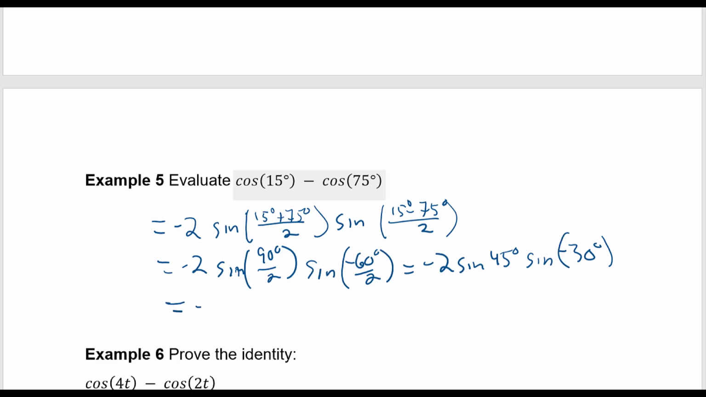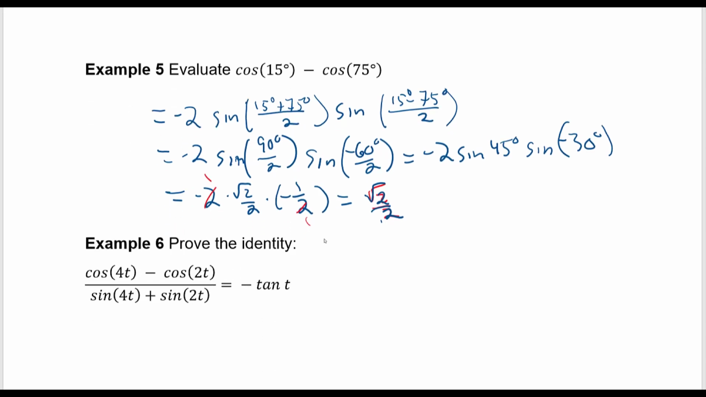So that's going to be negative 2, and sine of 45 is square root of 2 over 2, and sine of negative 30 is negative 1/2. So the negatives are going to cancel, and this 2 cancels with whichever 2. I'll just make it that one to make it easy. So the answer is just going to be square root of 2 over 2.